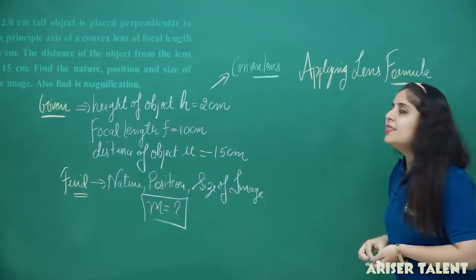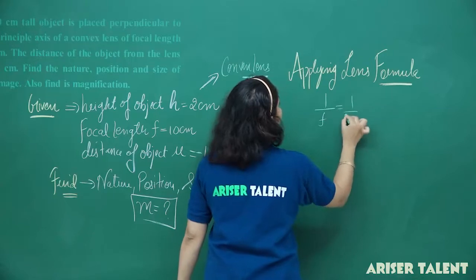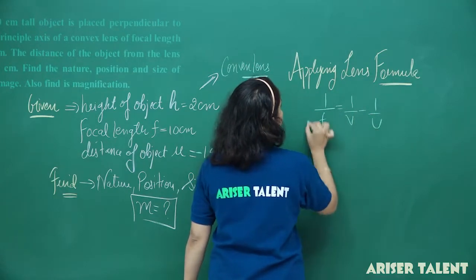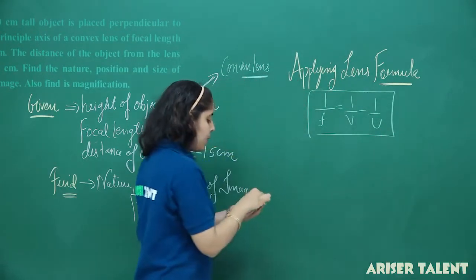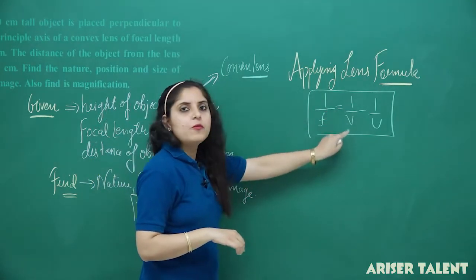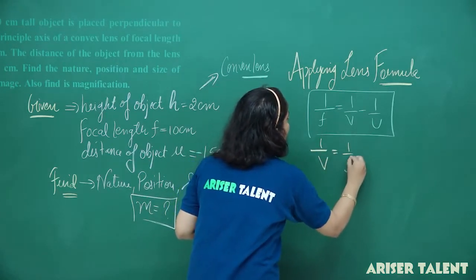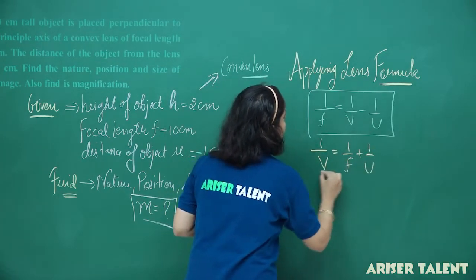Now, what is the lens formula? Again, lens formula is 1 upon f equal to 1 upon v minus 1 upon u. This is our lens formula. And what we have to find out? We have to find out the value of 1 upon v. So, we can write here 1 upon v will be equal to 1 upon f plus 1 upon u.